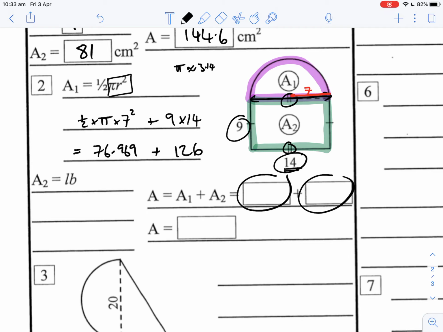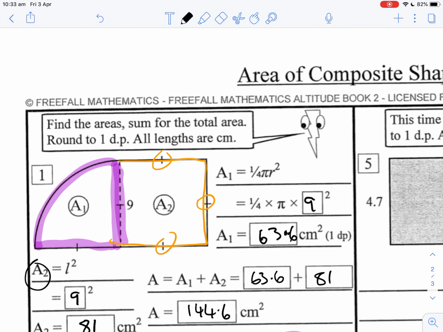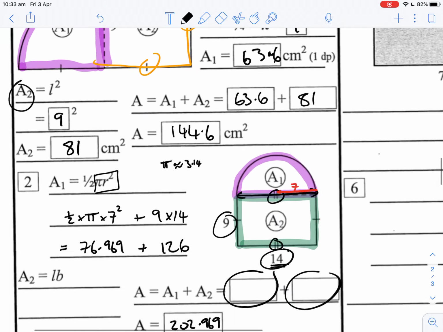And when I add them together, oopsie, sorry, my bad. When I add them together, I'll get 202. So my final answer here, 202.969, yada, yada, yada. Did they tell us how many decimals they wanted? They wanted all of these answers to 1 decimal place.